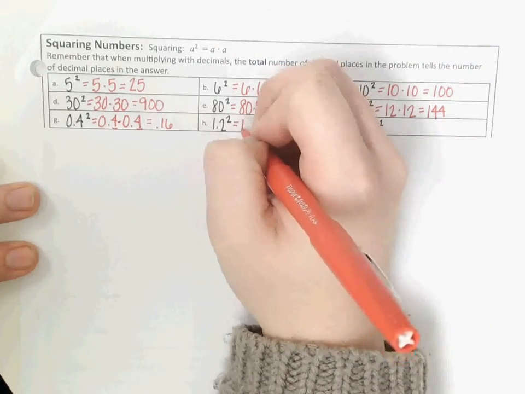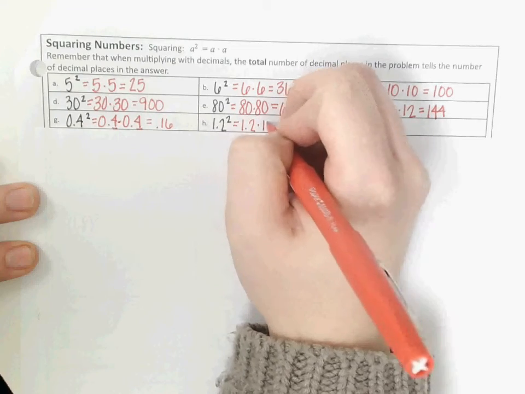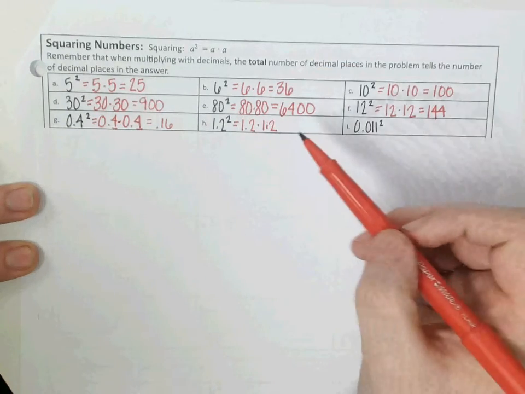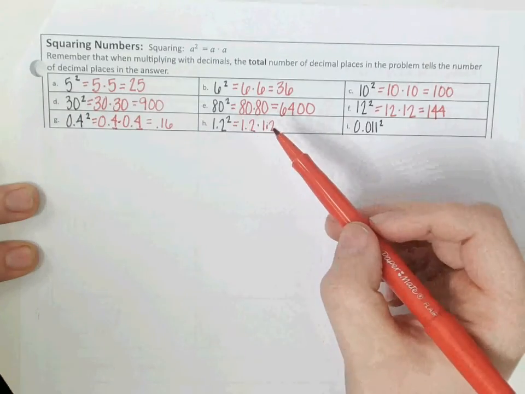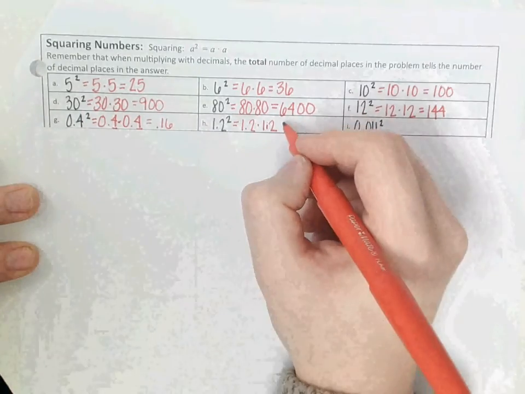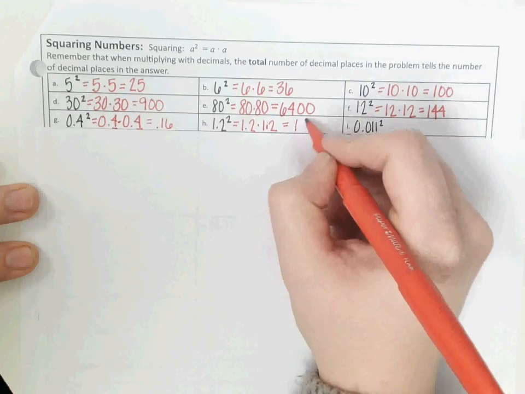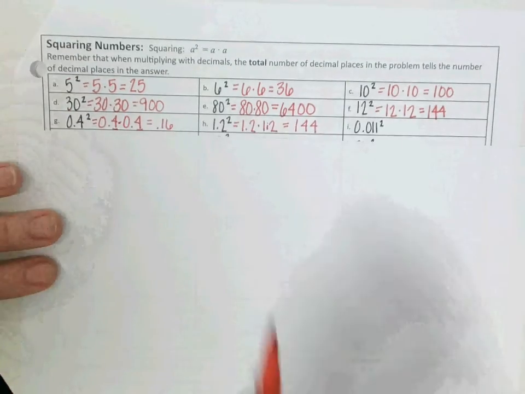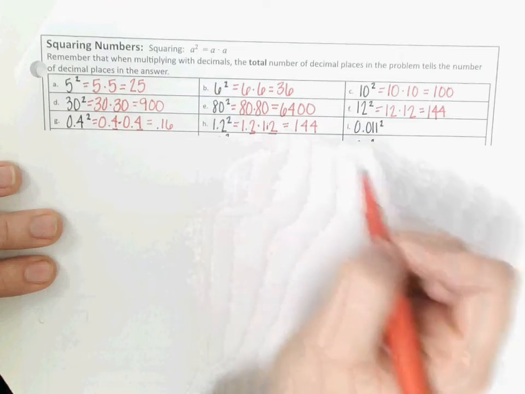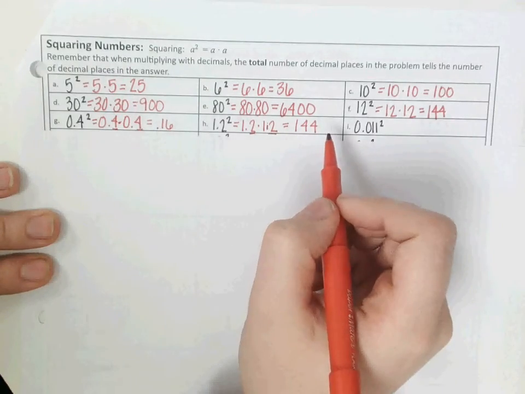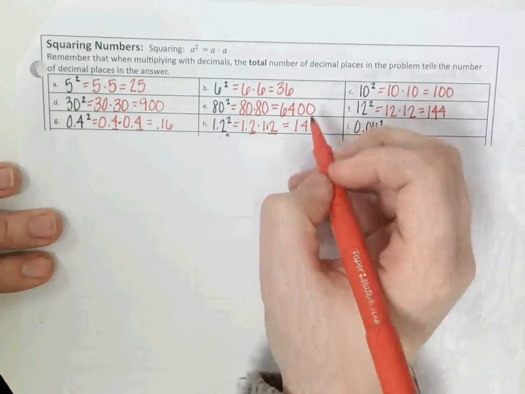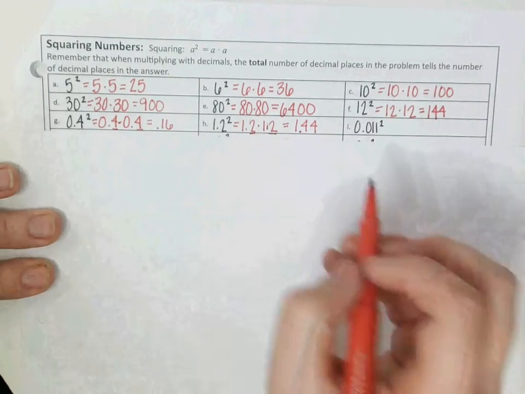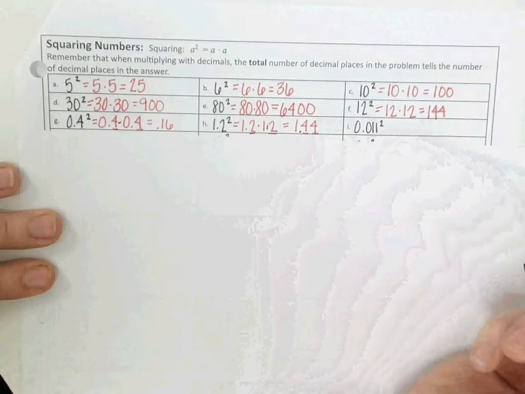So here we have 1.2 times 1.2. Oops, I apologize for that mistake there. So we can actually still just do 12 times 12, which we know from before is 144. But in our problem, we have 2 decimal places, here and here. So that means I need 2 numbers behind my decimal in my answer, which means that I can put my decimal right here to make 1.44 so that I still have 2 numbers behind my decimal place.